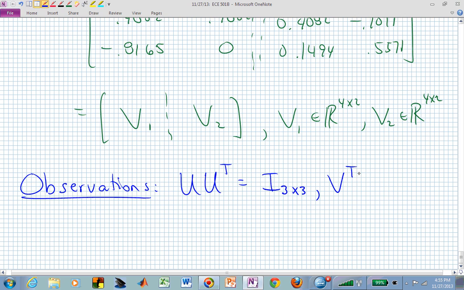What if I take V transpose and hit it on the right with V? It's identity also, isn't it? And it's now 4 by 4.